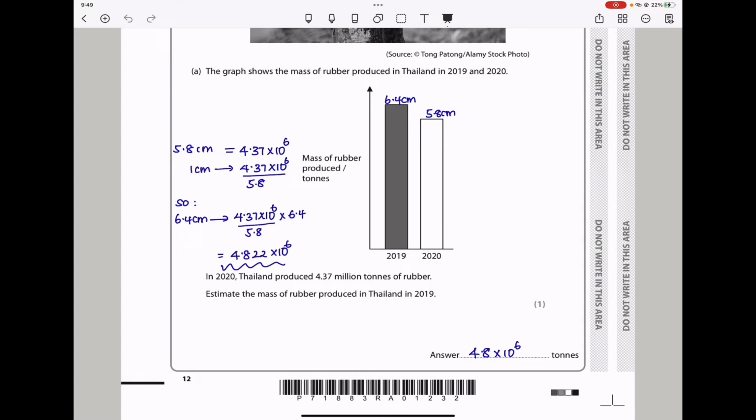I used the ruler to get the measurements. So this height is about 6.4 centimeters and this is about 5.8 centimeters. If this was produced in 2020, it means 5.8 centimeters corresponds to this amount. So if 5.8 centimeters corresponds to that, it means 1 centimeter corresponds to this amount. So the 6.4 centimeters are going to correspond to this amount times 6.4, which gave me 4.822 times 10 power 6. Therefore, my answer should be that in tons.